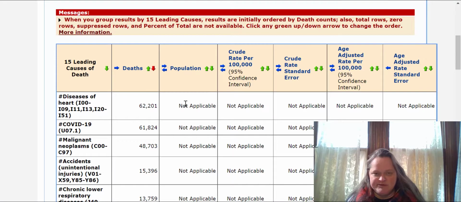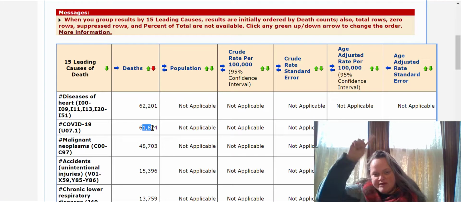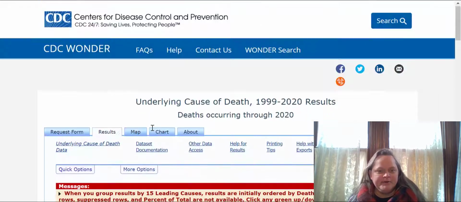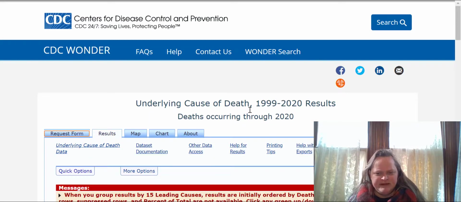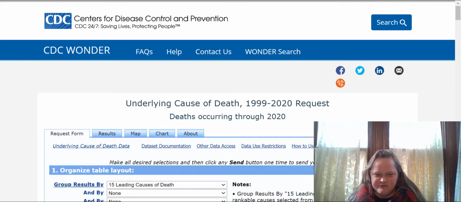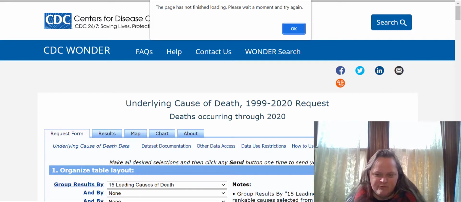Okay, COVID was number 2 then. So it was even higher than cancer. And that's when we had that spike in New York. Okay, I'm going to reset the form because I kind of went too far into the weeds.